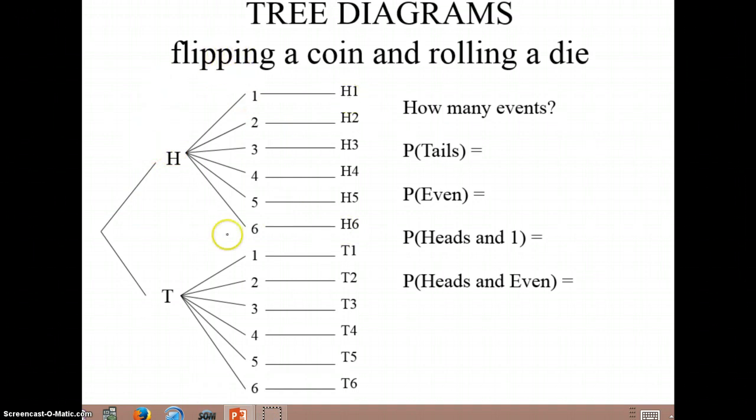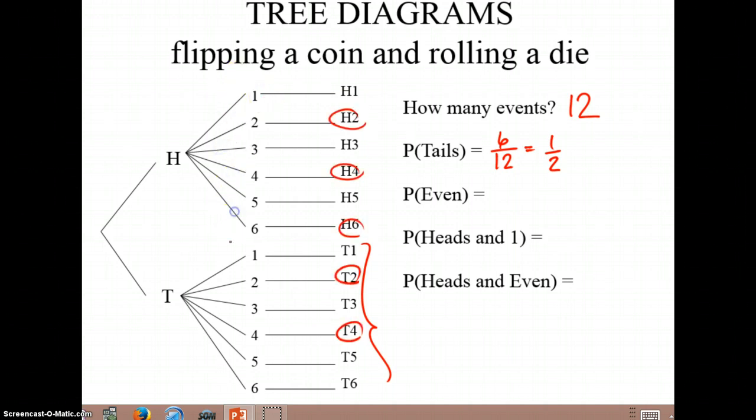So how many events are there? There are 12. What is the probability of getting a tail? That would be these 6. So 6 out of 12, or 1/2. There's 1/2 is the probability for getting a tails. Even would be these options here, and there are 6 out of 12 for that also.